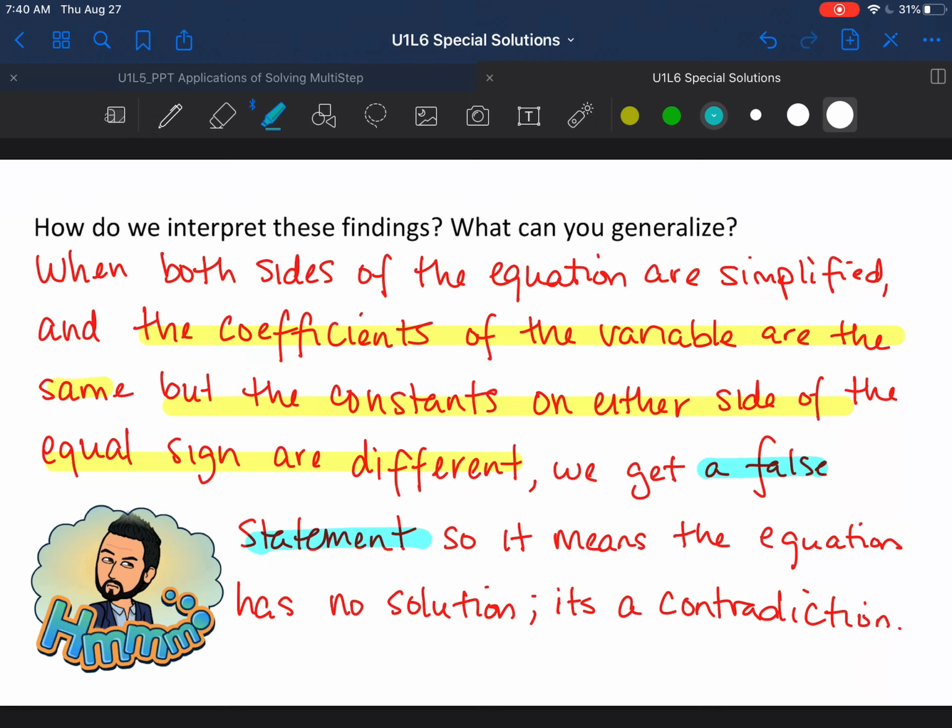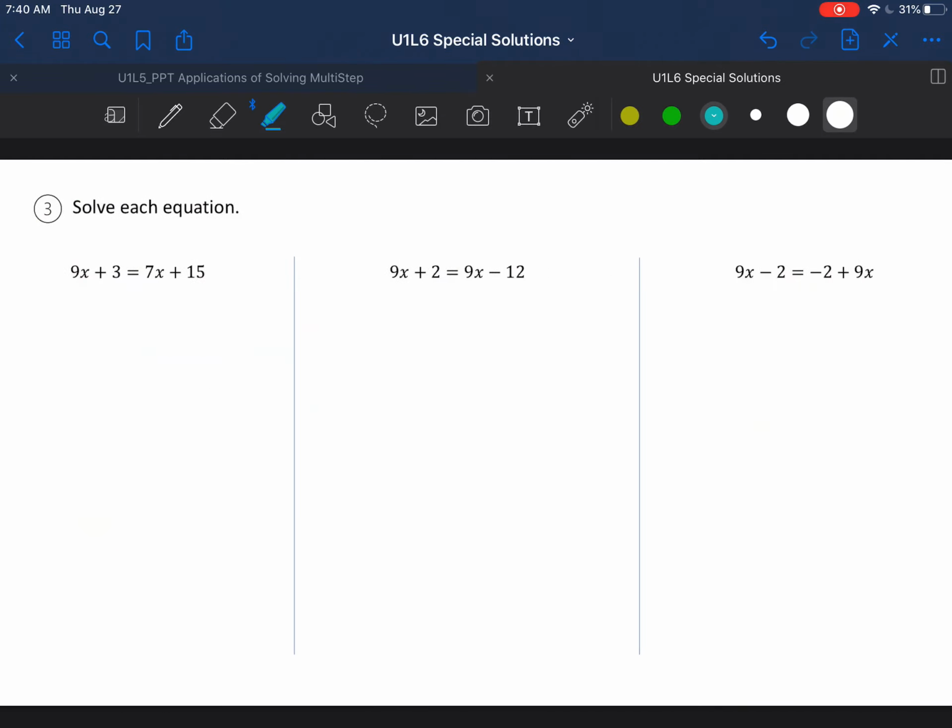And so when you end up with a false statement, like 5 equals negative 35 in that last example, then we know that the equation has no solution. No value of x can make that equation true, no matter what value you substitute in there. So when no value makes an equation true, we call this a contradiction. It's called that because it's contradictory. It doesn't make sense when you say 5 equals negative 35. No, that's not true. So we call that a contradiction.